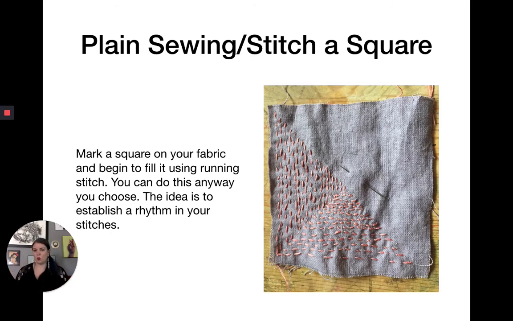So for this technique, you mark out a square on your fabric and then you fill it using, again, a simple running stitch. You do it any way that you choose, in any direction. But the idea is that the square that you mark out will be totally full of stitches by the time you're done. And the idea is to establish a rhythm to your stitches. In all the things that we do that are related to slow stitch, the idea is that you're making something by hand and it's a slow, repeated, rhythmic kind of effort, okay?